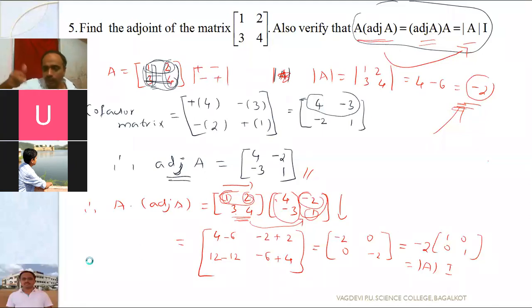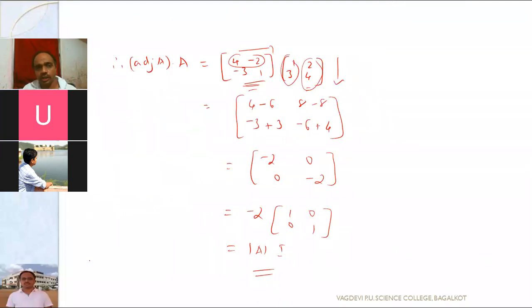And next, similarly, reverse: adjoint A first into A. For matrix AB and matrix BA, usually they are not equal. AB is not equal to BA, we have studied that. But here they are equal. A into adjoint A is equal to adjoint A into A.